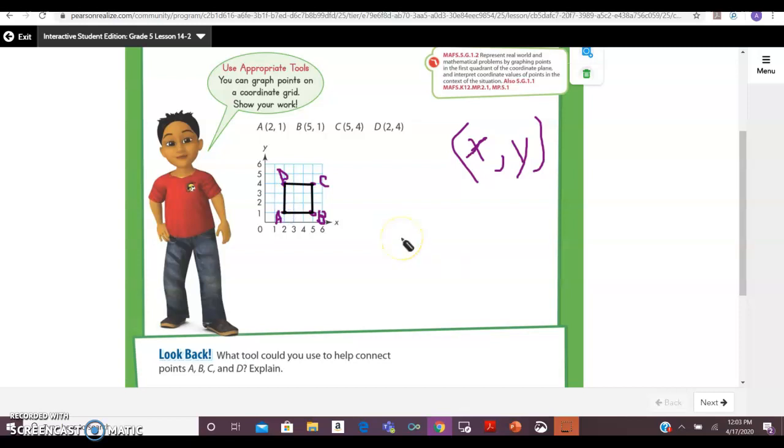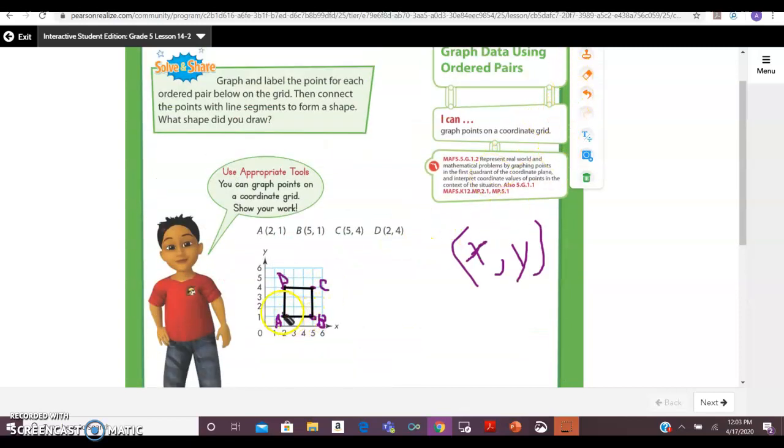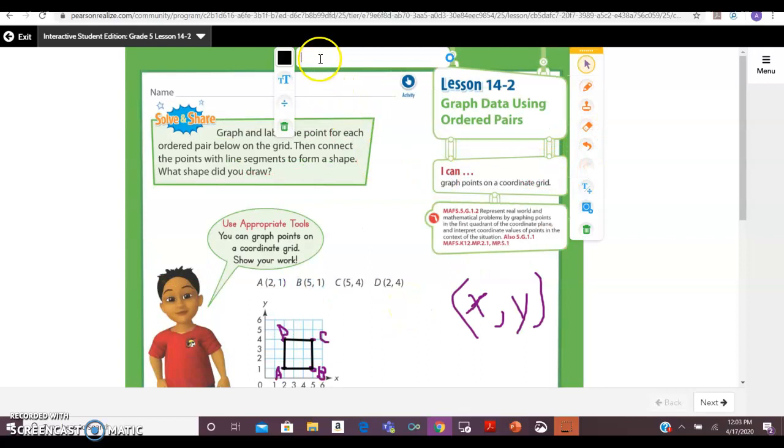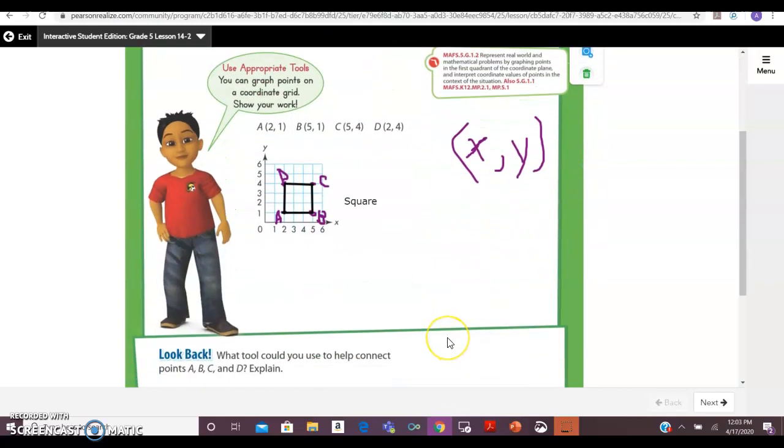So what shape did we just create? It has 4 sides, so that means we have a quadrilateral, but can we be more specific? What is the length of each side? Let's count. 1, 2, 3 units, 1, 2, 3 units, 1, 2, 3 units, 1, 2, 3 units. So we have a shape that has 4 sides, all sides are the same length. That means we have a square, and there are all right angles. So the shape that we created was a square.